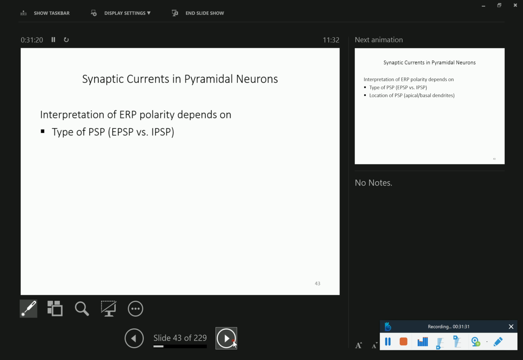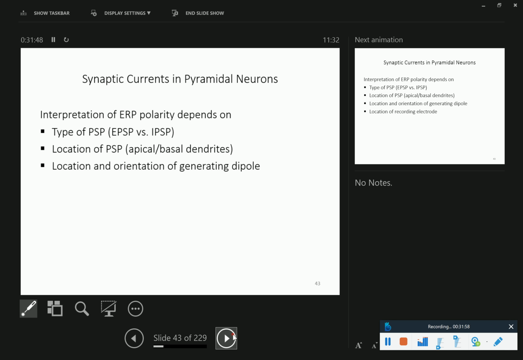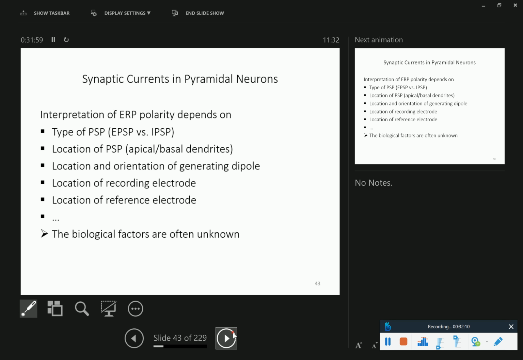This was also why I was a little bit worried about this question, whether it goes from plus to minus or minus to plus and so on. Don't worry about this. The ERP polarity, whether you have positive or negative potential, depends on many things. Namely whether you have, in this basic model, positive or negative postsynaptic potentials, so excitatory and inhibitory, but also where that happens, how this dipole is lying in space, and how the recording electrode is with respect to that, and how the reference electrode is with respect to that.